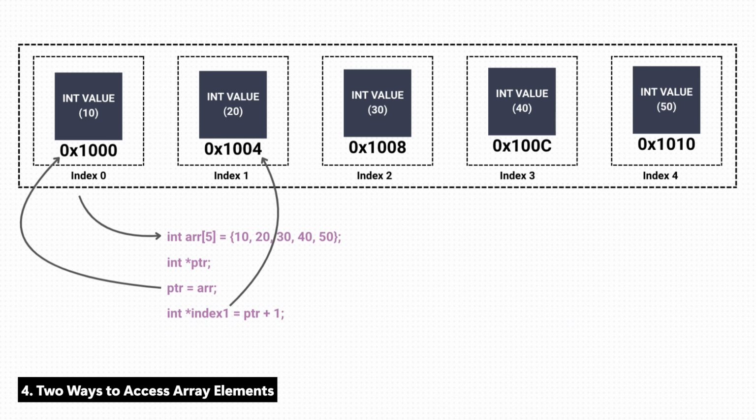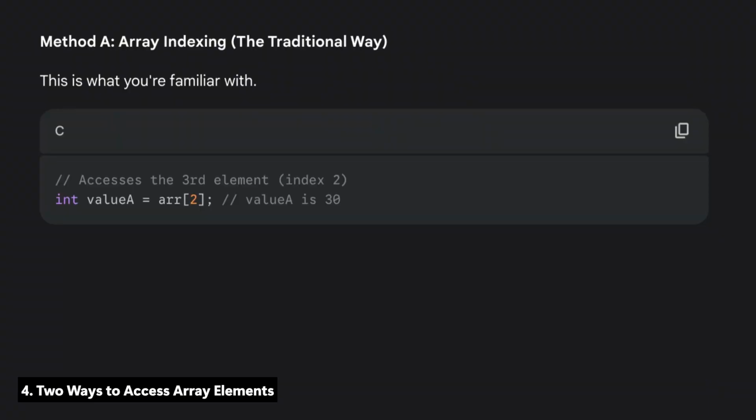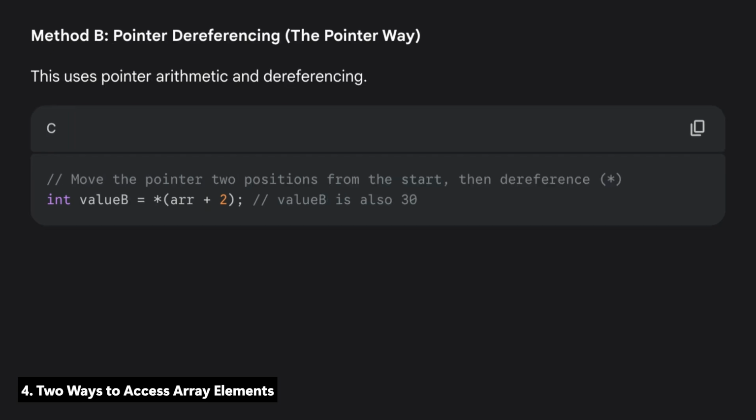4. Two ways to access array elements. Since the array name is the address of the start, we now have two equivalent ways to access any element in the array. Method A, array indexing, the traditional way. This is what you're familiar with. Method B, pointer dereferencing, the pointer way. This uses pointer arithmetic and dereferencing.